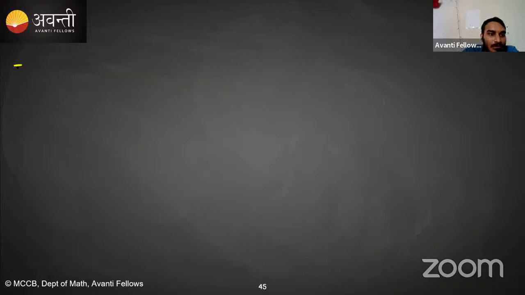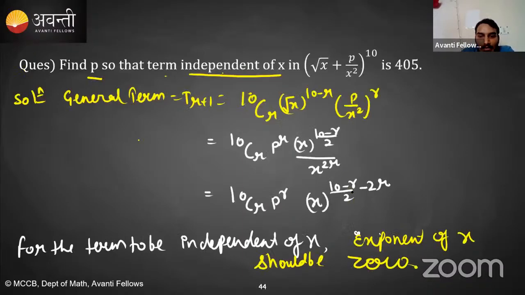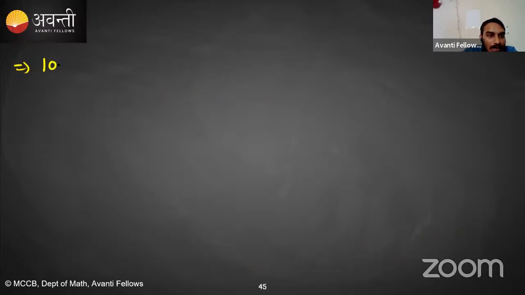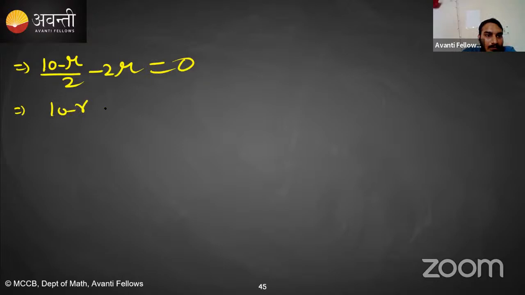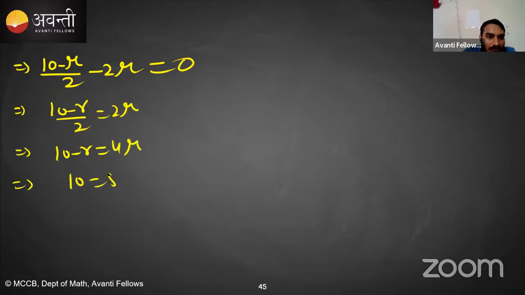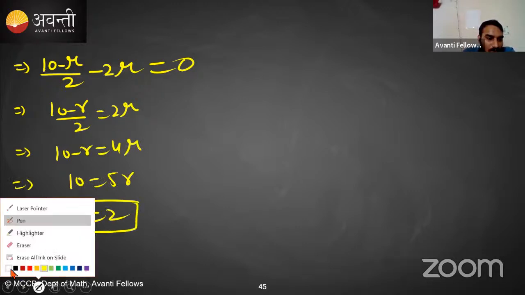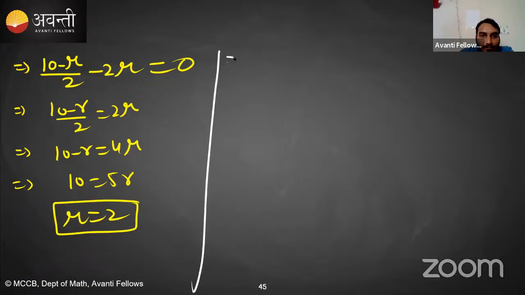So what is the exponent of x here? Tan minus r by 2 minus 2r. So tan minus r by 2 minus 2r should be equal to 0. That's it. So here we will get tan minus r by 2 is equal to 2r, which means tan minus r is equal to 4r, which means tan is equal to 5r, where it means r is equal to 2. R is equal to 2. Right? So T3 is independent of x. Yes, very good, everyone.